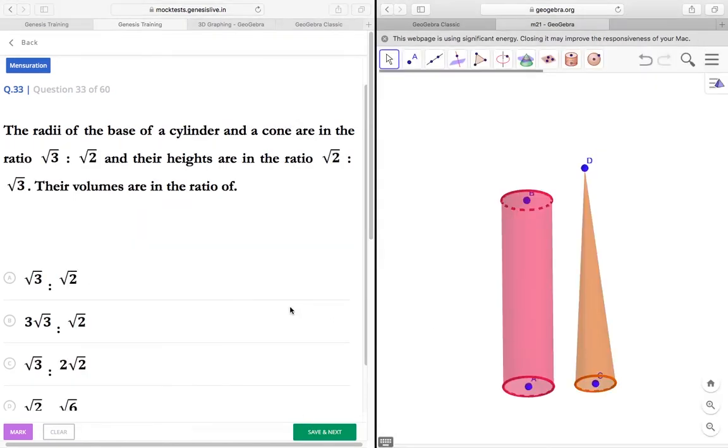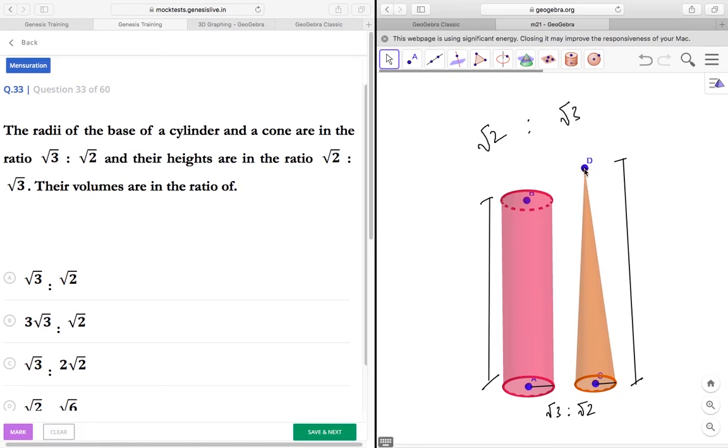Okay, next one. The radii of the base of a cylinder and the cone, the ratio of this to this is root 3 is to root 2. And then the ratio of the heights, this and this, that ratio is given as how much? Root 2 is to root 3. So obviously you can clearly see the height of the cone is more and the radius of the cylinder is more. Anyways, now this is just for your reference.